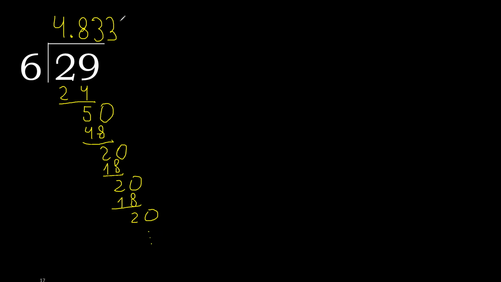Therefore, 3, repeat. Finish it. 29 divided by 6 is here. Or, after the point, 3, repeat. Therefore, 3, repeat. Like this. Like this or like this.